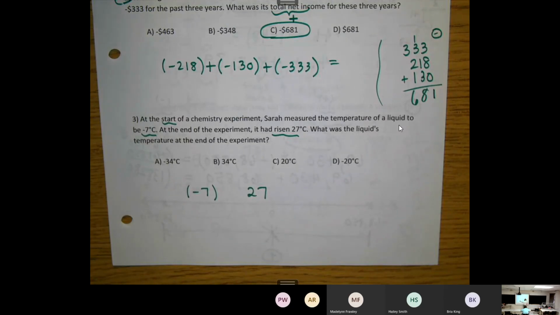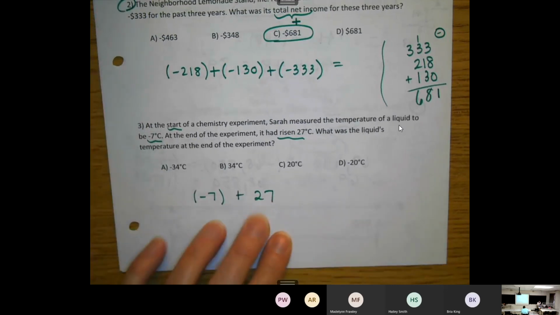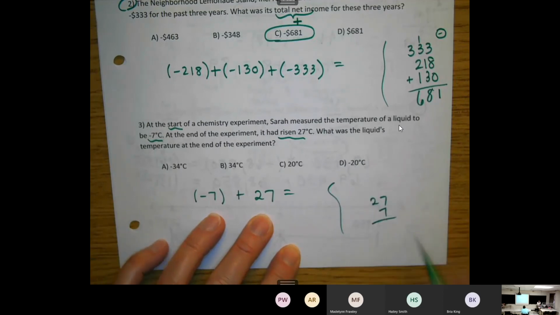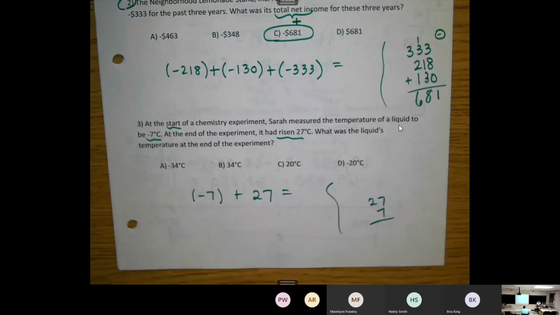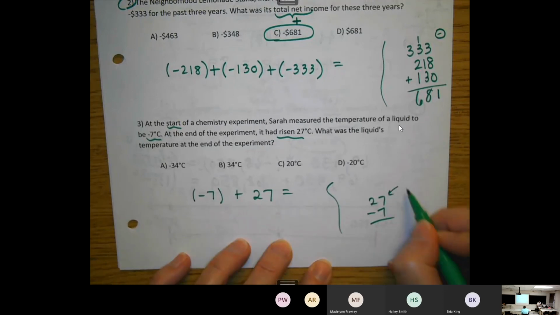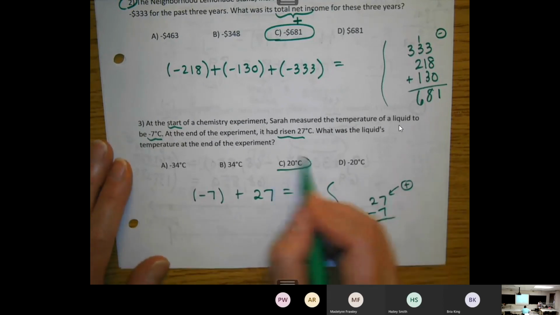Says that at the start, the temperature was -7 degrees, and then it had risen 27 degrees. What do you want to do about the 27? Add it, great. So we have numbers with opposite signs. When we go over on the side to do our scratch work, they really need to be what? Subtracted? Yeah, and we'll keep the sign of the larger one. So the correct answer would be, you got it.